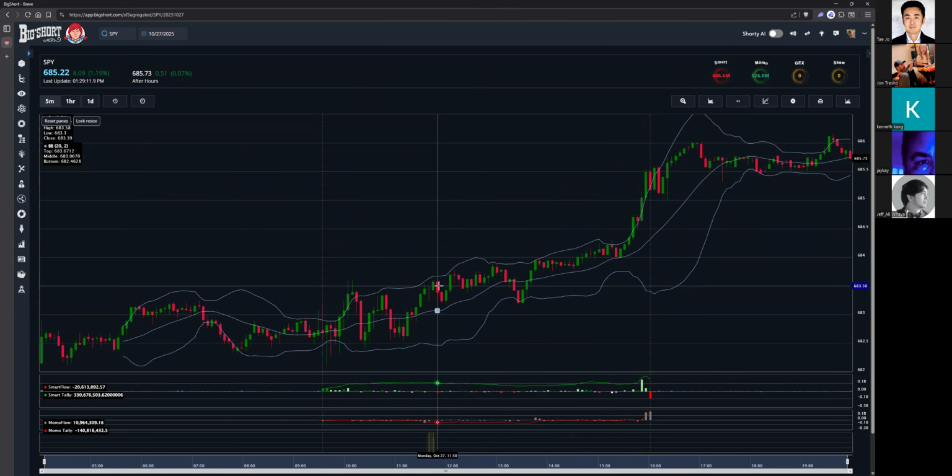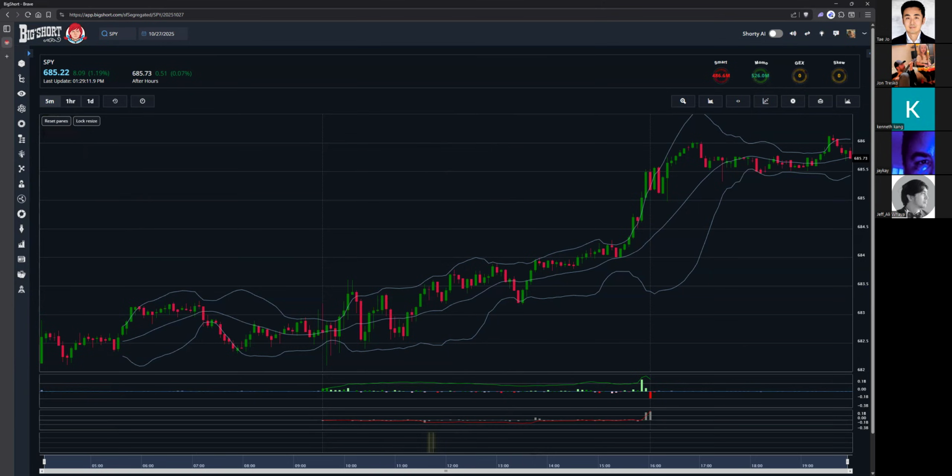15, 30, 45, 1 hour. No, not really. It's super choppy in the first hour, and it had this very half-hearted attempt at breaking out around noon. Right here is very half-hearted. It's like, oh, never mind. I'm gonna go take a nap.